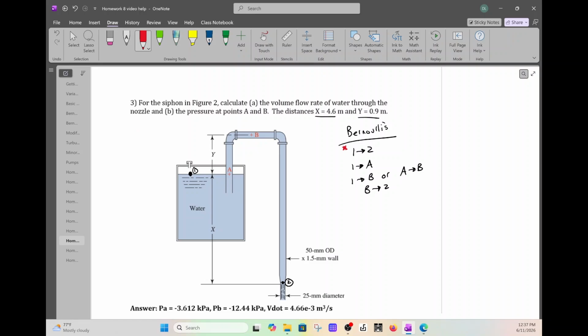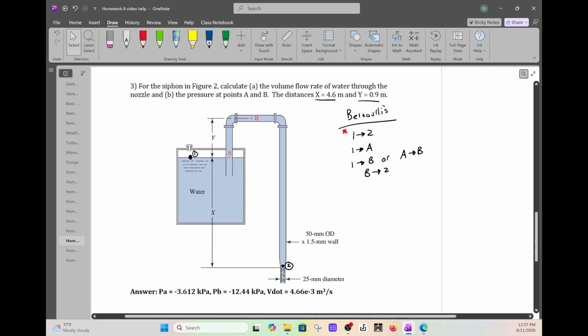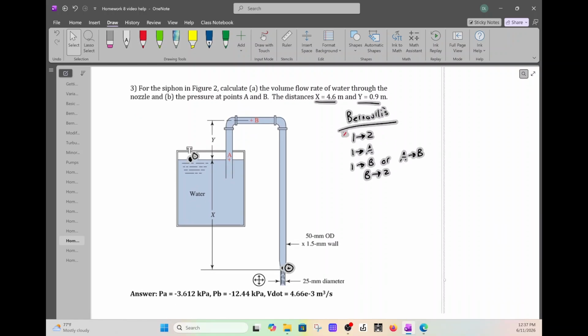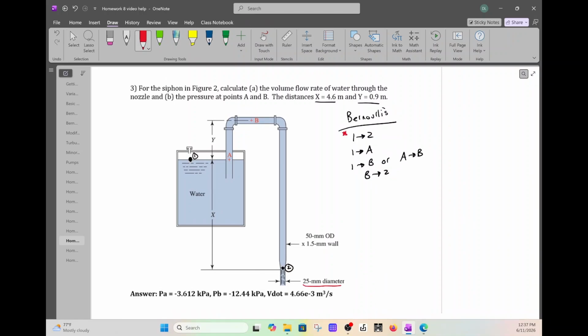So you're going to do Bernoulli's 3 times. You've got to have 3 equations for Bernoulli's for different points. Highly recommend doing 1 to 2 first to find velocity. And I believe it gives you the area. Yep, it gives you the diameter of 25 millimeters. So you can figure out, that's the exit here, and they give you the OD of that.